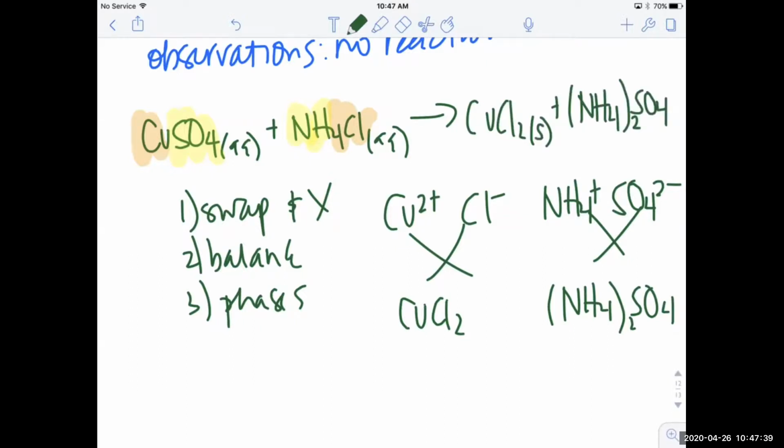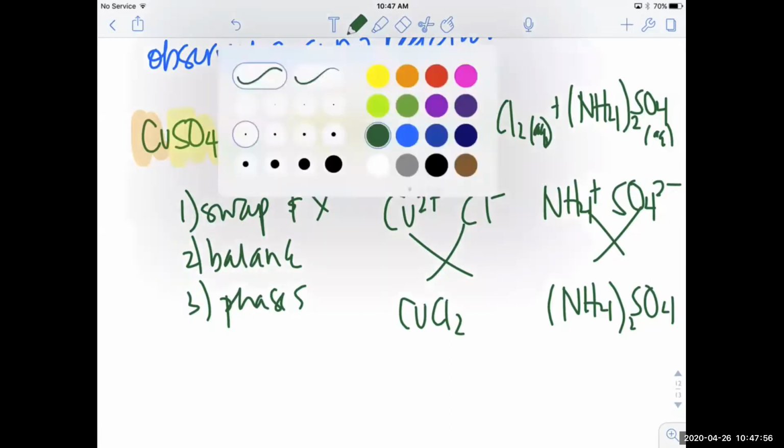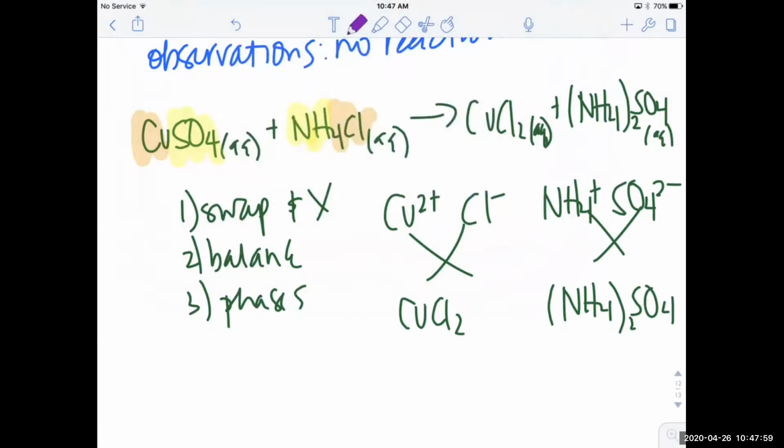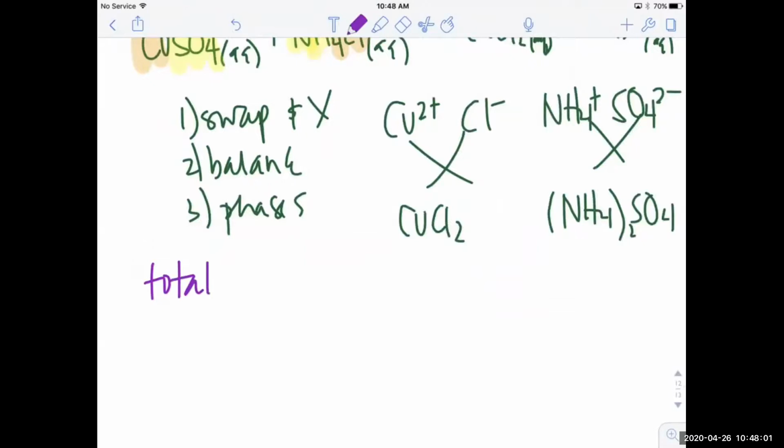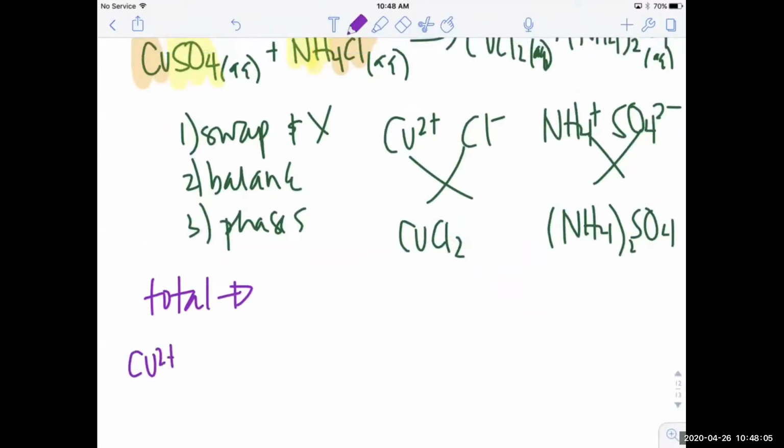This I know will be the solid. Chlorides are generally insoluble. Oh, sorry, they're both aqueous. I apologize. This is aqueous. Chlorides are generally soluble except for when they're with heavy metals, Ag, Hg, and lead. So it's aqueous, and then NH4 doesn't have any exceptions. So we'll write out the total. So it's splitting up all the aqueous solutions. So Cu2 plus, aqueous plus SO4 2 minus, aqueous.